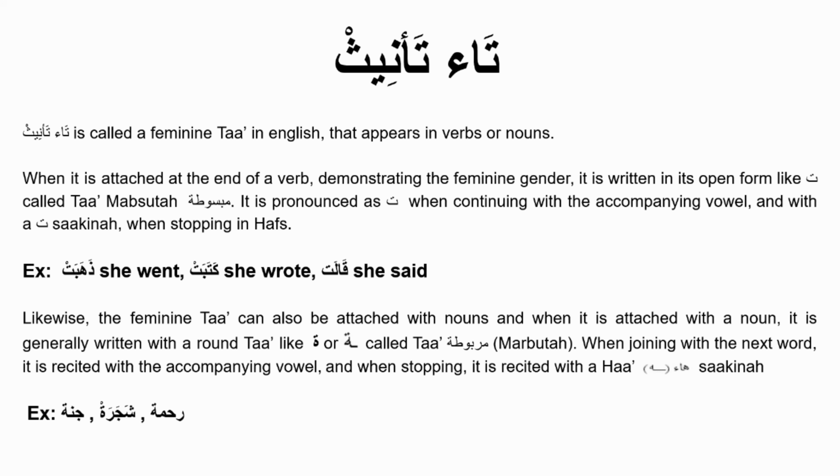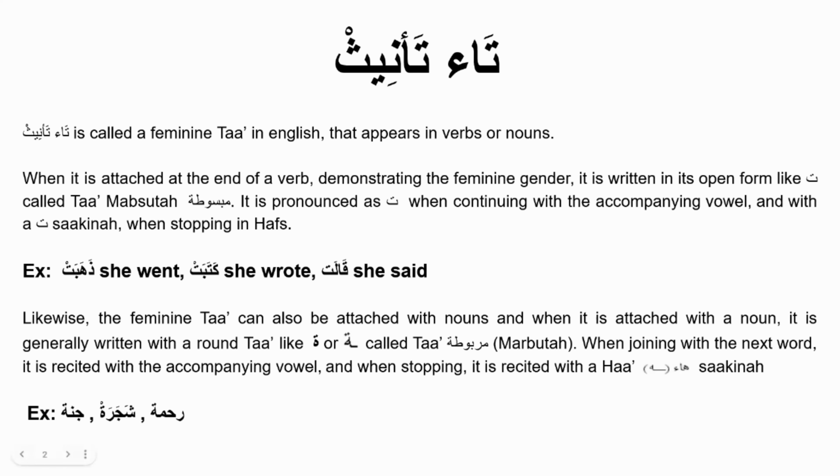And when the reciter joins the word that is ending with ta marbuta with the next word, ta marbuta is recited with the accompanying vowel. And when stopping on a word that ends with ta marbuta in the recitation of Hafs, we recite it with a ha sakina, like this: rahmah, shajarah, jannah. And that's why sometimes this topic is also called ha ta'nith.